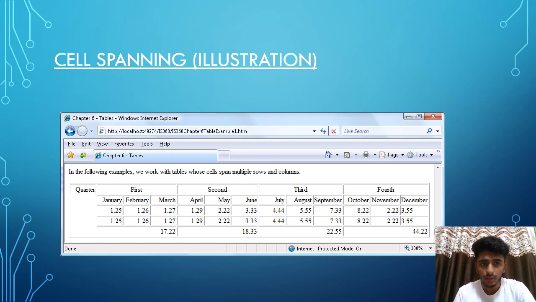So this is an illustration of cell spanning. You can see multiple rows and multiple columns being spanned here. First, second, third, and fourth. The year's months are being divided into four tables, each consisting of 3 months. In the following example, we work with tables whose cells span multiple rows and multiple columns.